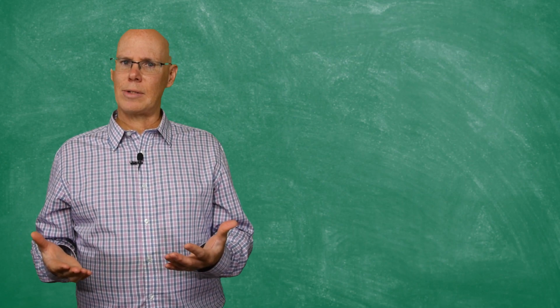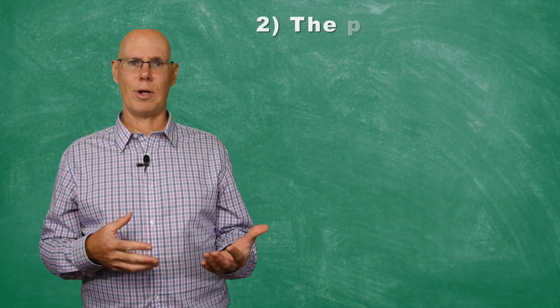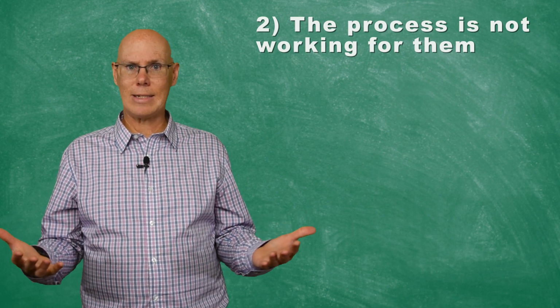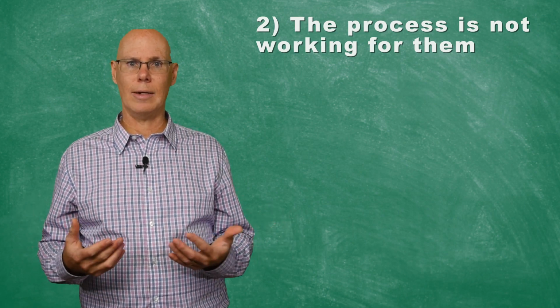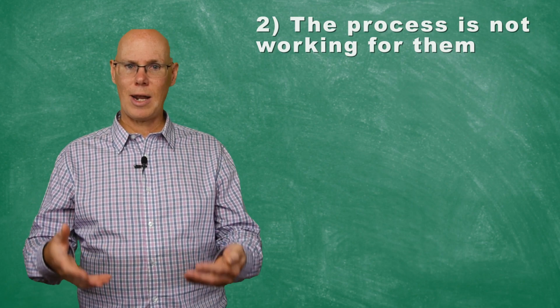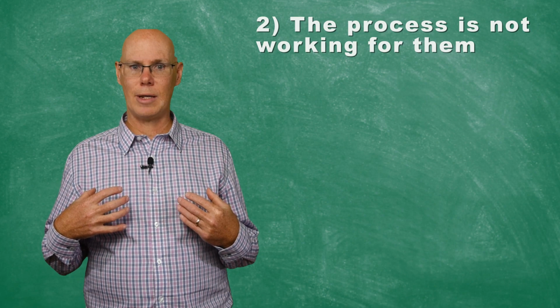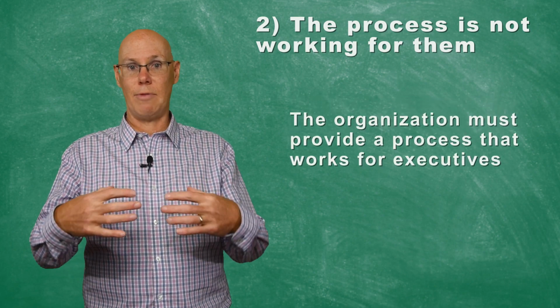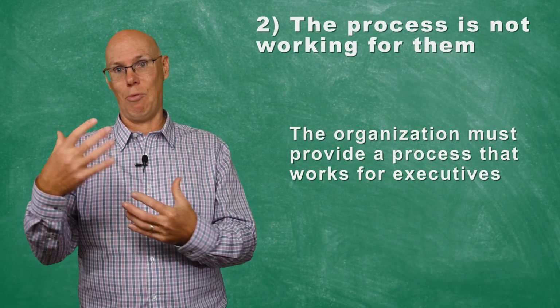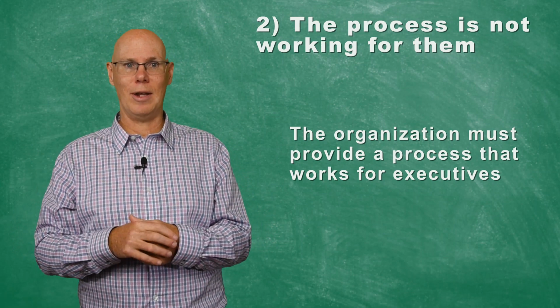The second one is the current process isn't working for them. They understand they need to be involved, but they're frustrated. It's just not working. If this is the case, you have to look a little more internally, because it really is the responsibility of the organization to provide a process that works for the senior executive.